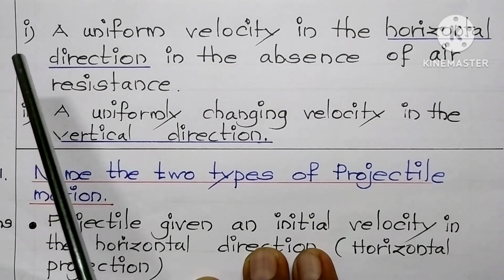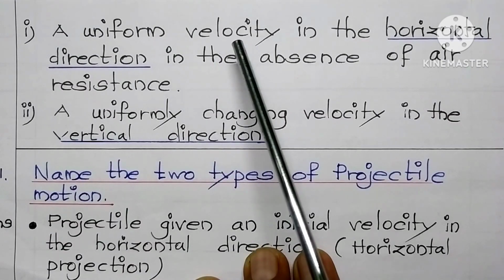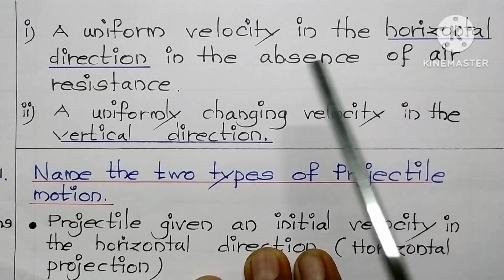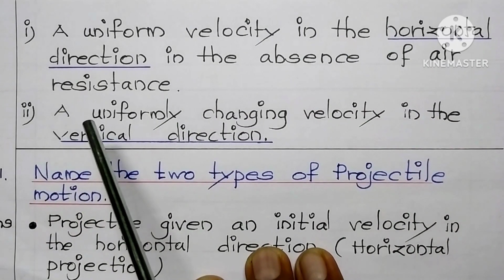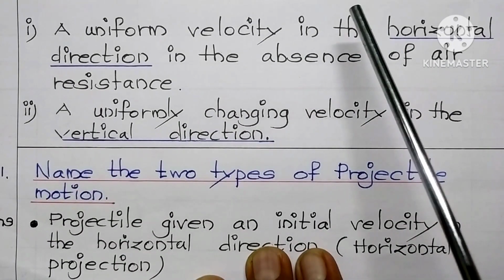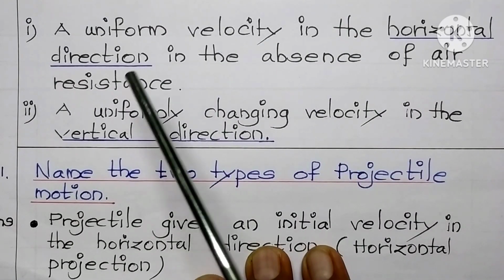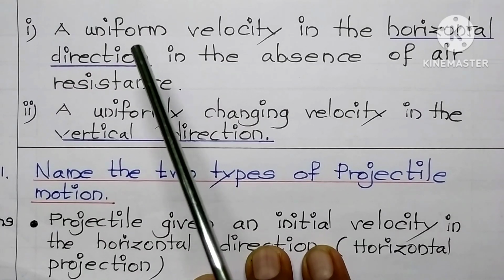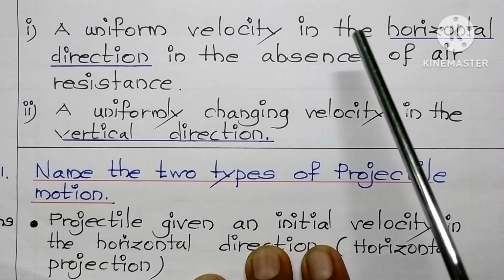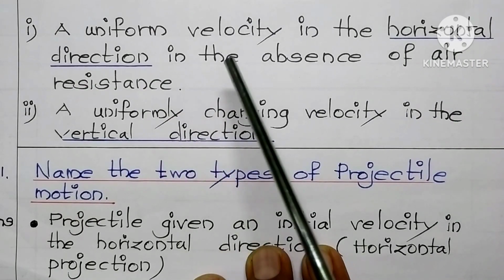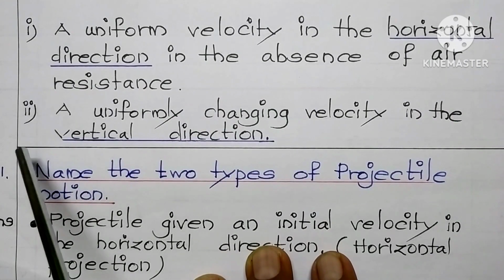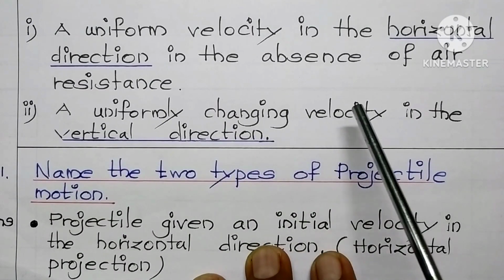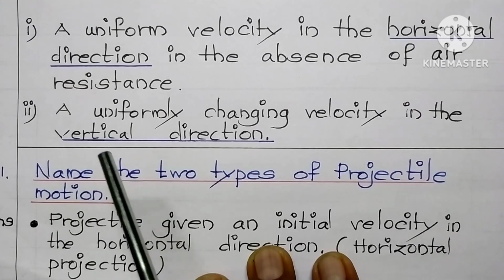Number one, a uniform velocity in the horizontal direction in the absence of air resistance. So when there is no resistance of air, an object has a uniform velocity in the horizontal direction. Then another velocity is a uniformly changing velocity in the vertical direction.